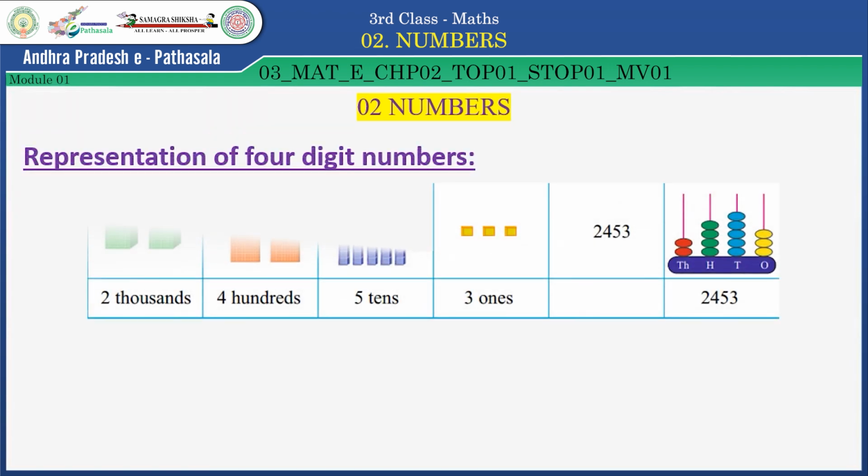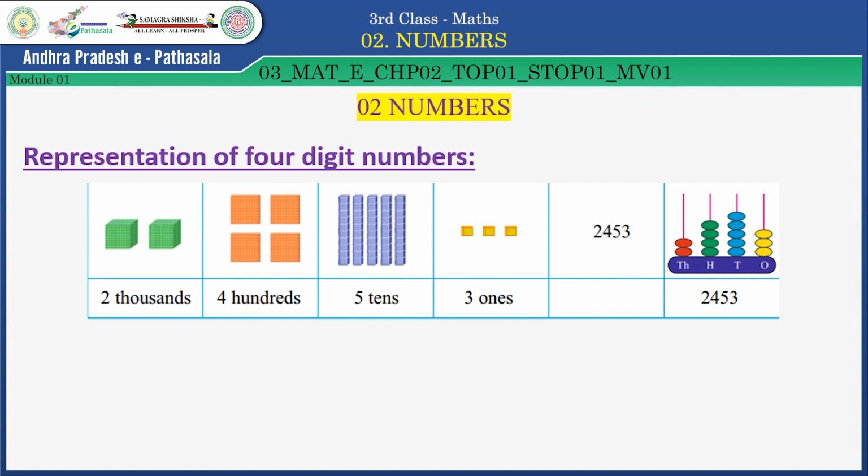The first number is 2453, which has 2 in thousands place, 4 in hundreds place, 5 in tens and 3 in ones. So, it must have 2 beads in thousands place, 4 beads in hundreds place, 5 beads in tens and 3 beads in ones place of abacus.